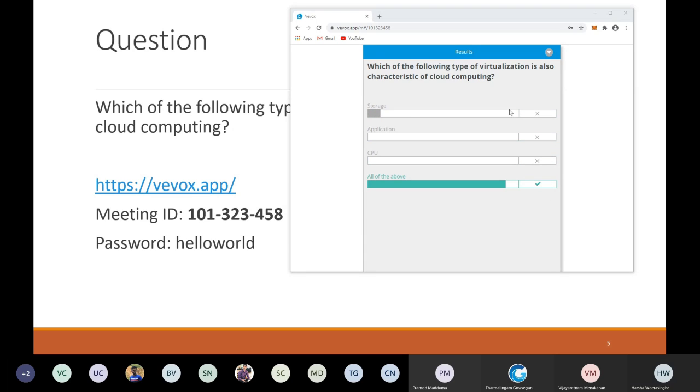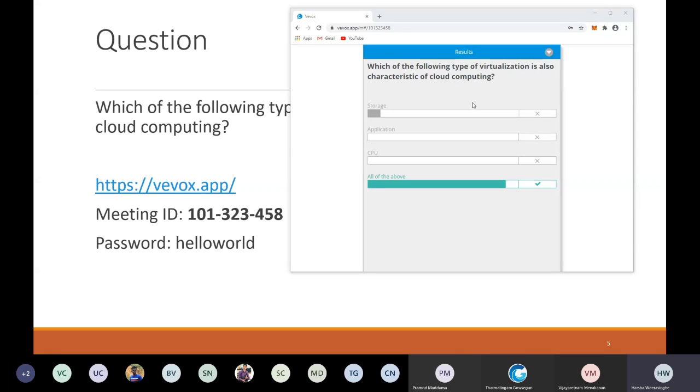Cloud providers provide storage, application, CPU, all these options. It's not going to only provide the storage. Cloud is not just something where we store our data. The person who voted for this answer is probably thinking about something like Google Drive. Yes, Google Drive is a service given by a cloud provider, but cloud computing is not only meant for storage.